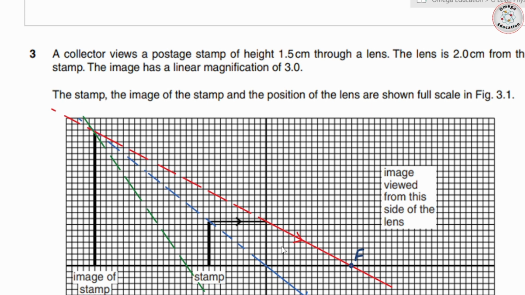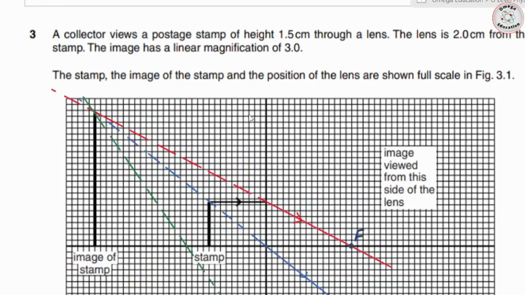A collector views a postage stamp of height 1.5 centimeter through the lens. The lens is 2 centimeter from the stamp. Linear magnification of 3. Okay, means the image is 3 times bigger than the object. This is a full scale.